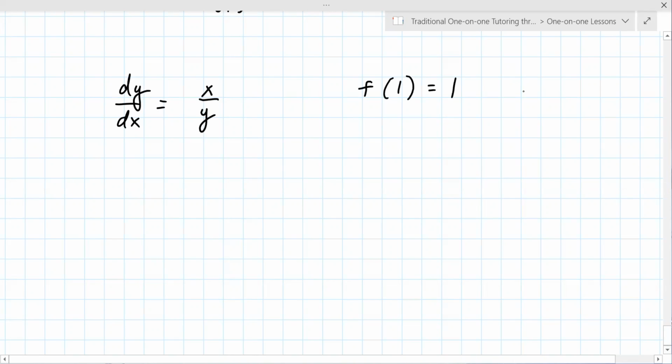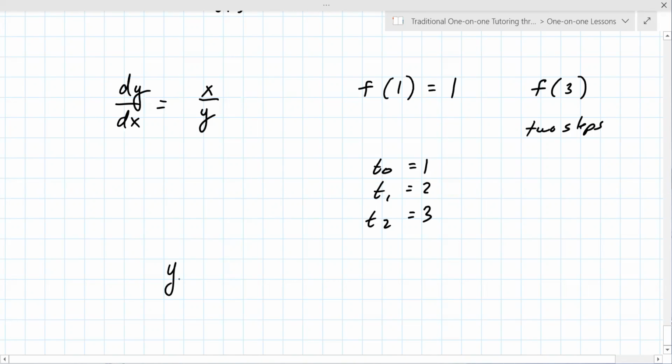I have to tell you that. And you're trying to approximate f of 3 using 2 steps. So your T0 is 1, your T1 is going to be 2, and your T2 is going to be 3. Does that make more sense?